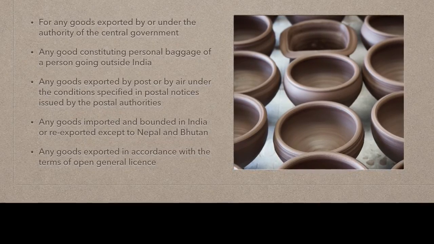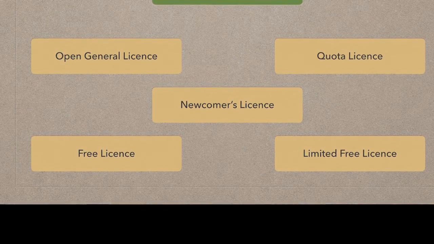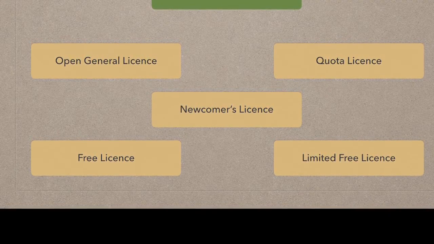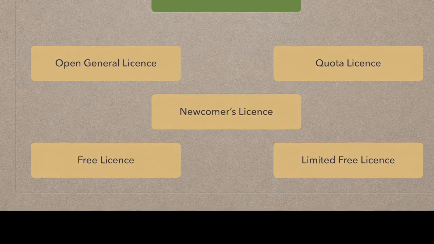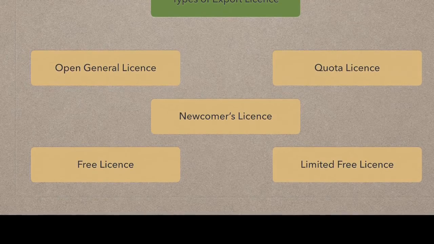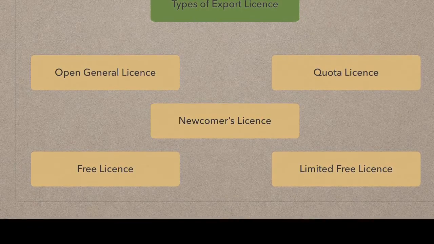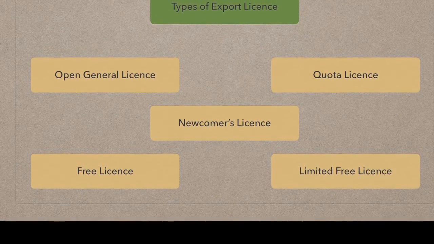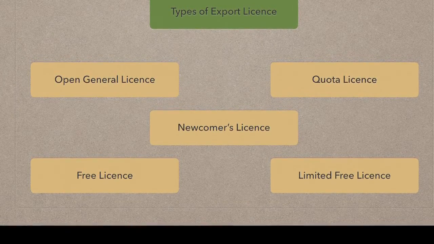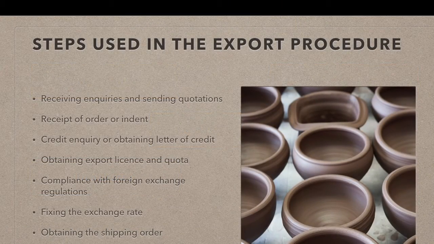export license is necessary. An export license is of the following types: 1. Open general license, 2. Quota license, 3. Newcomers license, 4. Free license, and 5. Limited free license. In case of commodities in short supply, a quota permit may be required along with an export license. In such cases, quota is based on the quantity and value of goods exported by the applicant in the past. The fifth stage is compliance with foreign exchange regulations.